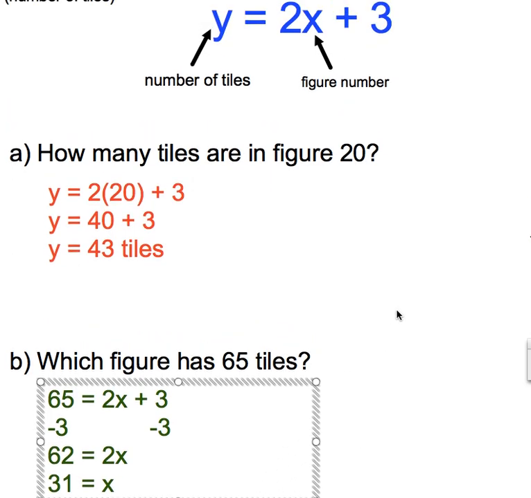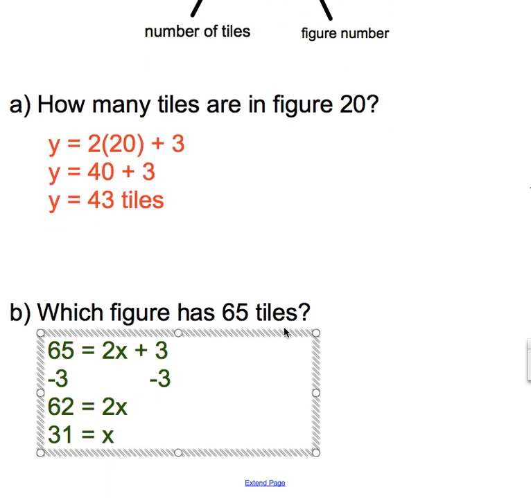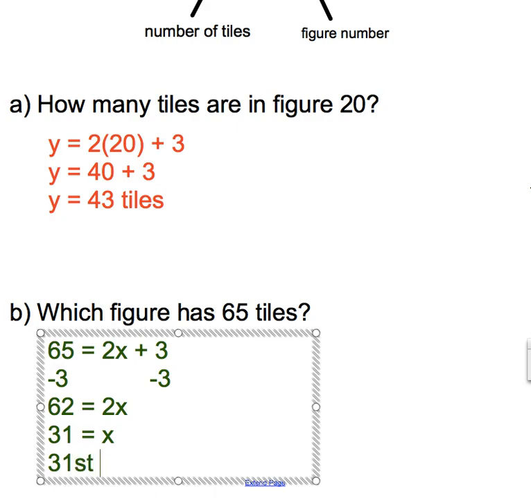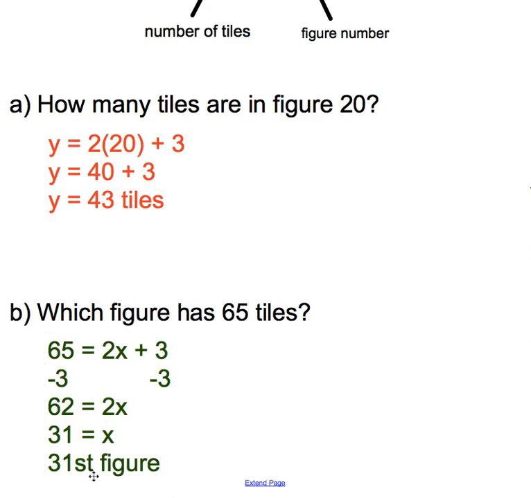Now, does that make sense? X is the figure number, and we have 31. So it sounds like the 31st figure would have 65 tiles. That makes sense. We have the x that goes with the y we started with.